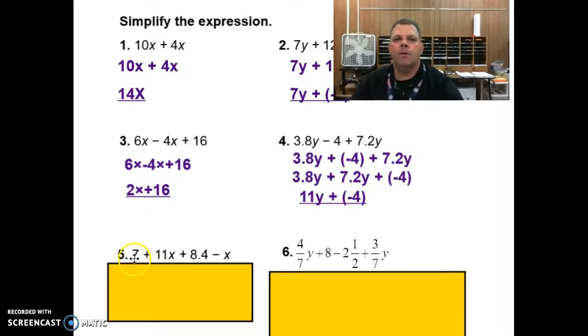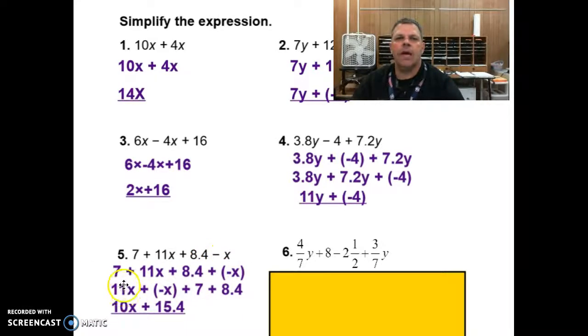In the fifth problem, I see 7 and 8.4 being like terms, and I see 11x, and this should be plus negative x. So I have 7 plus 11x plus 8.4 plus negative x. Here are my like terms again, 11x and negative x, 7 and 8.4. I have grouped them together, 11x plus negative x, which is 10x, and 7 plus 8.4, which is 15 and 4/10. My final answer is 10x plus 15 and 4/10.